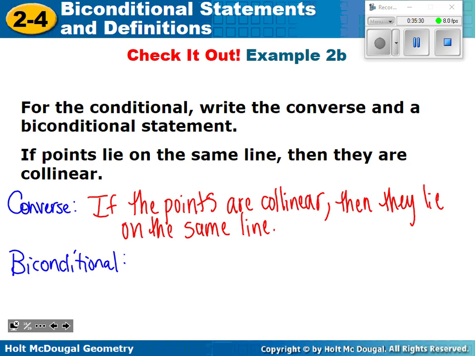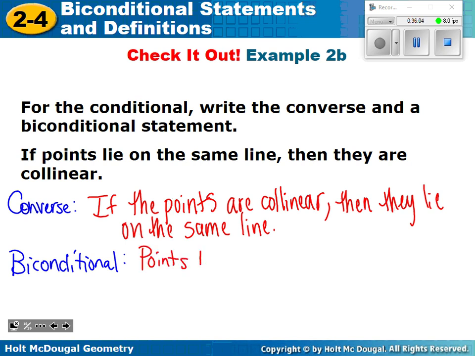Okay, and I will accept your biconditional either direction because it goes both ways. So you could say the points are collinear if and only if they lie on the same line, which would be inserting if and only if in the middle of the converse. Or you could say points lie on the same line if and only if they are collinear. Because again, it can go either direction. So it doesn't matter whether you're putting the if and only if in the converse or the if and only if in the conditional. Does that make sense? So I would accept either answer.